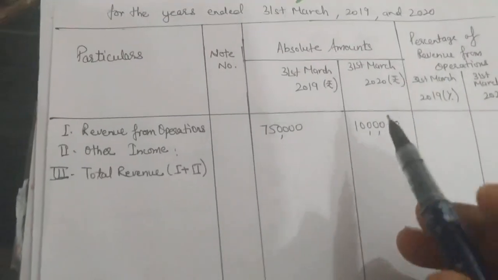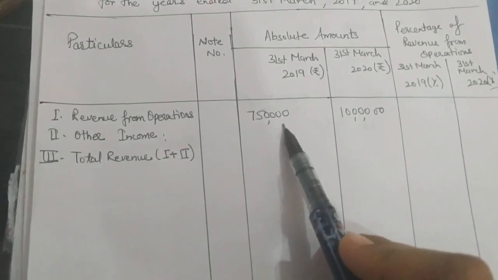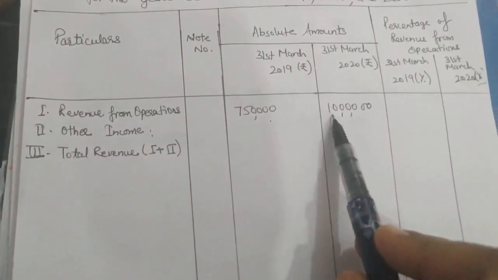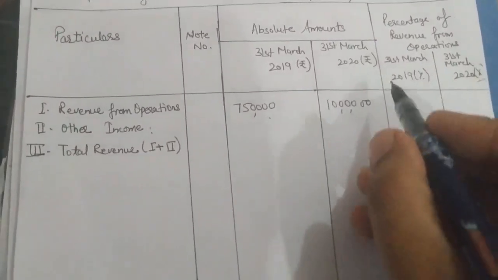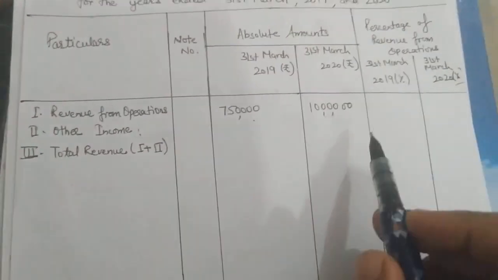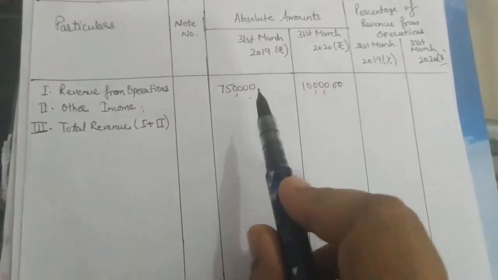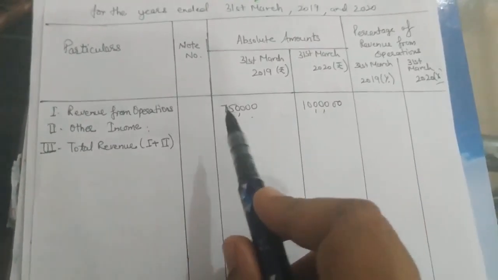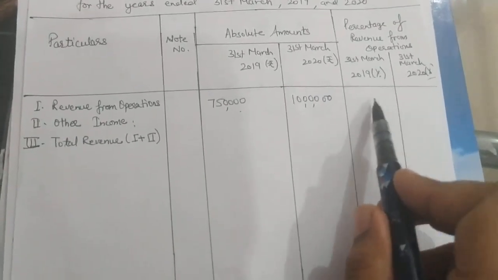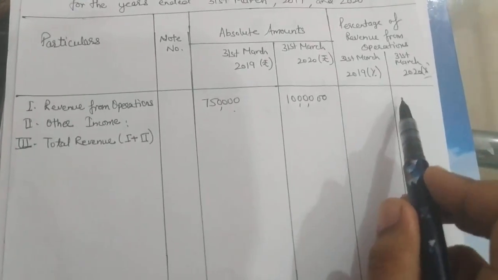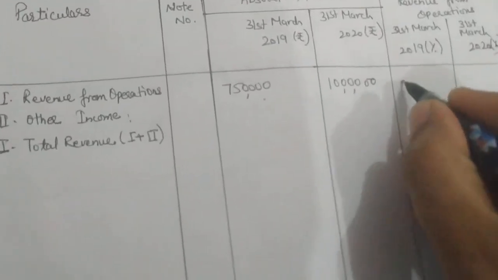Now in the question, revenue from operations of 2019 was 7,50,000 and of the current year is 10 lakh. Now the first thing we have to do in this statement is put 100 and 100 in both percentage columns. In this common size statement, the revenue from operations is taken as 100%. We have to assume it as 100% here. So I will write 100 here and 100 here.